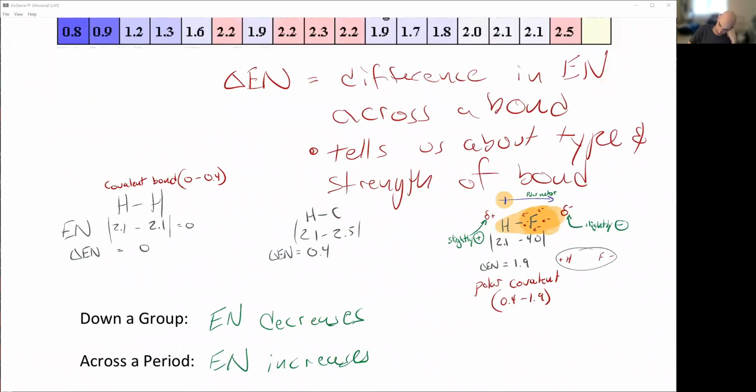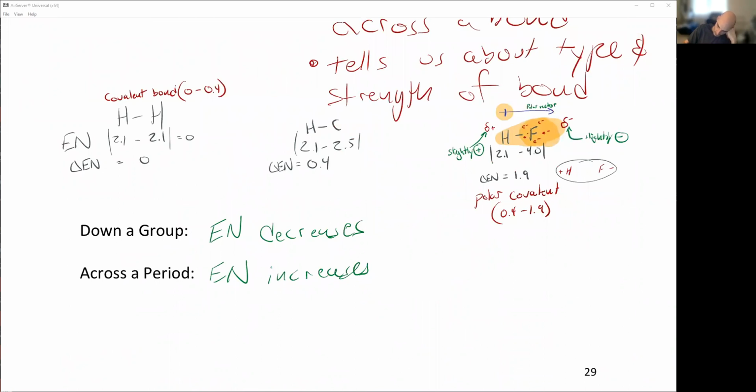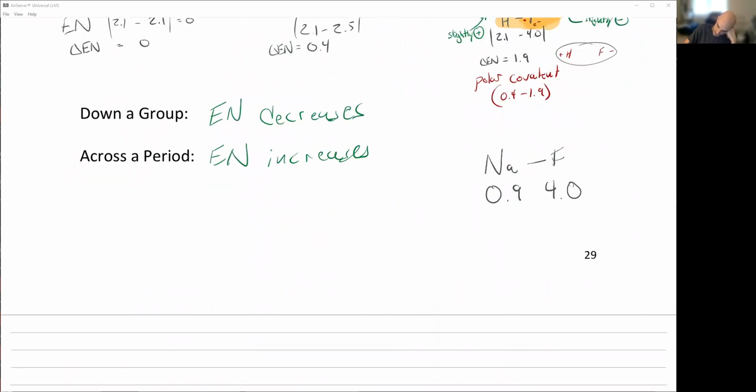I guess we'll just do one more. If I have sodium with fluorine, sodium is 0.9 and fluorine is 4.0. The delta EN for this is 3.1. Basically anything greater than 1.9 is known as ionic. We form an ionic bond there.